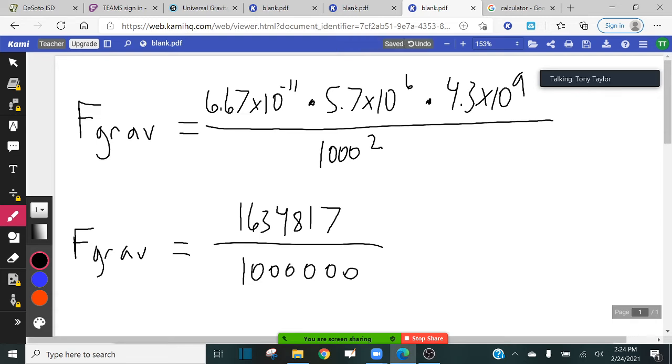All right, did everybody see what I did? I put my numerator in my calculator first, wrote that number down. Then I put my denominator in my calculator, wrote that number down, whatever my result was. And now I want to take these two numbers and I want to divide them. Can someone divide these two numbers and tell me what you guys get for the force of gravity? Anyone?